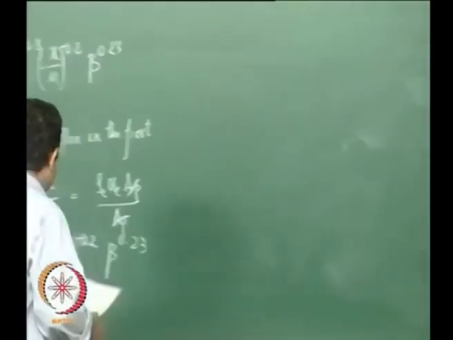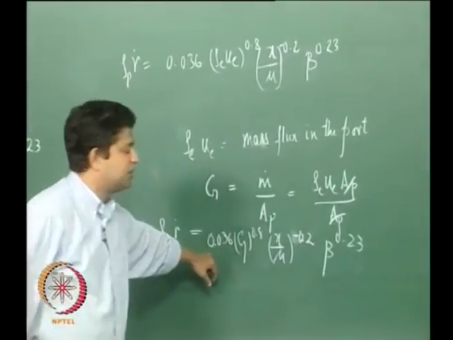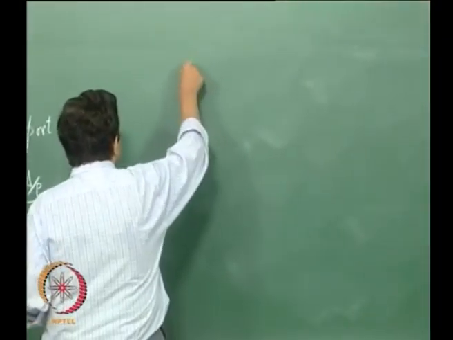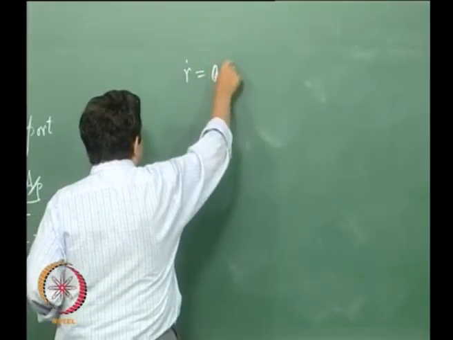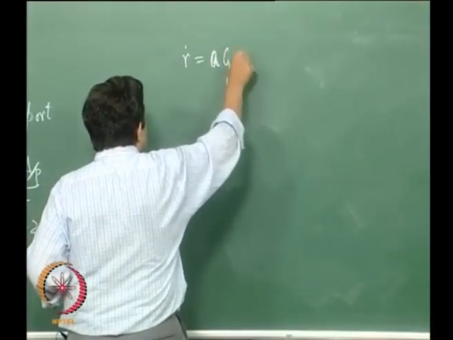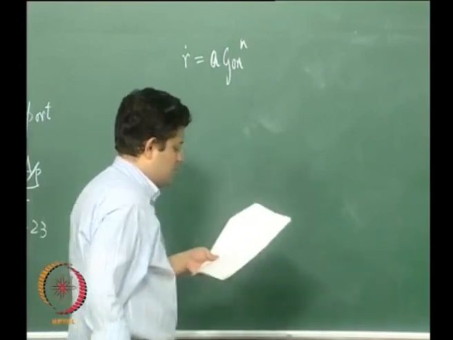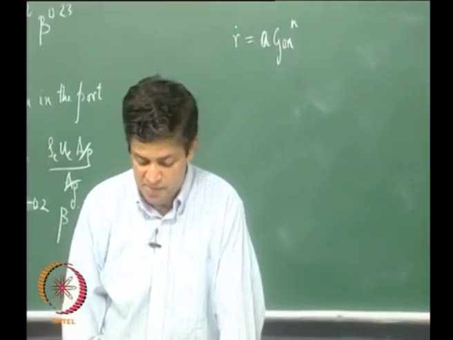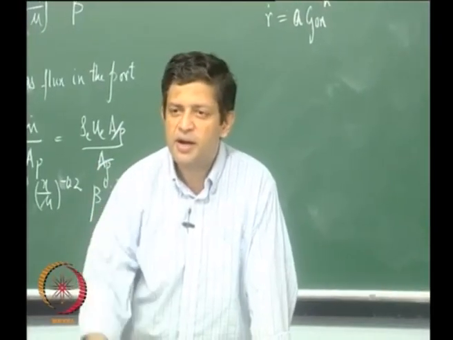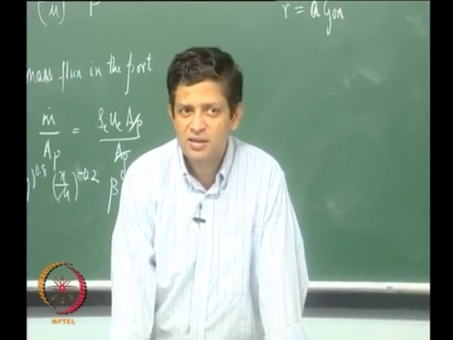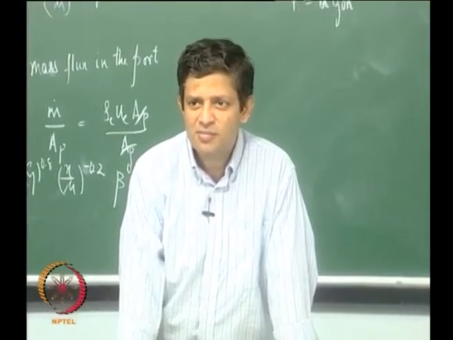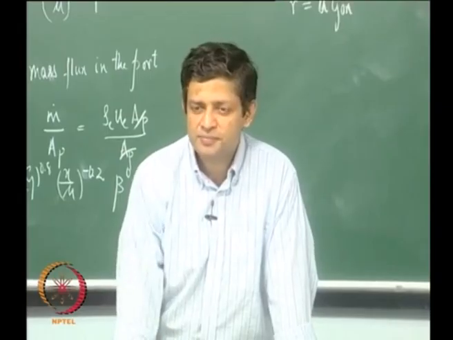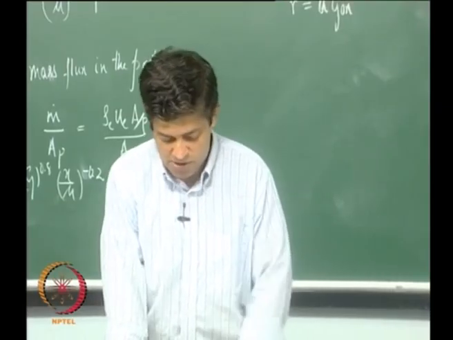So we can recast this in terms of GOX, and that is what you will find in most literature: R dot is a function of GOX to the power of n. If you look at this expression, you will find that it depends very weakly on x, the axial location, and beta, but it is a very strong function of the mass flux. Right.